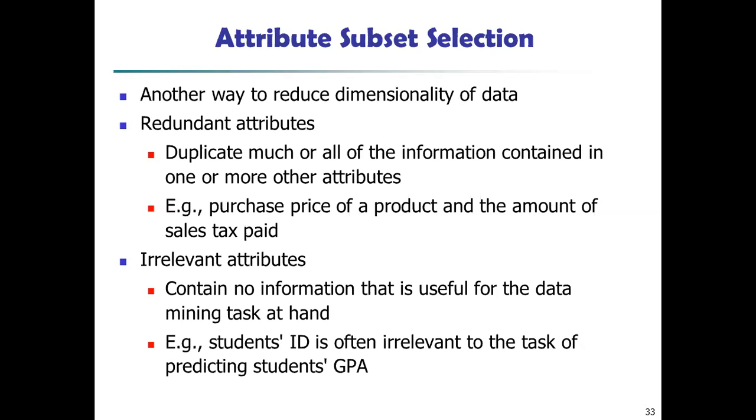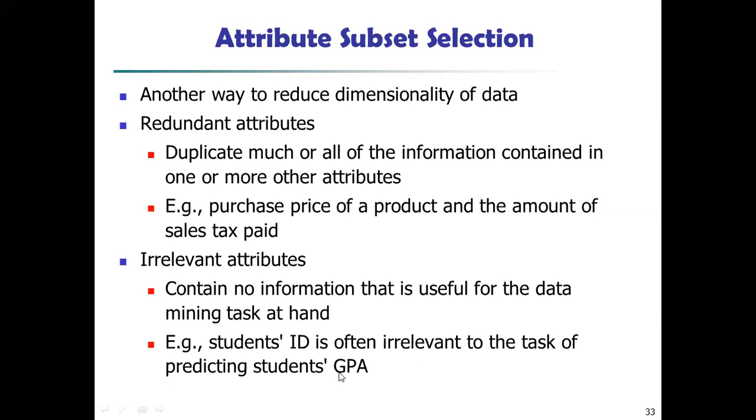Here you can use attribute subset selection, another way to reduce the dimensionality of the data. First, redundant attributes duplicate much or all of the information contained in one or more other attributes. Example: the purchase price of a product and the amount of sales tax paid. Irrelevant attributes contain no information that is useful for the data mining task at hand. Example: a student's ID is often irrelevant to the task of predicting a student's GPA.